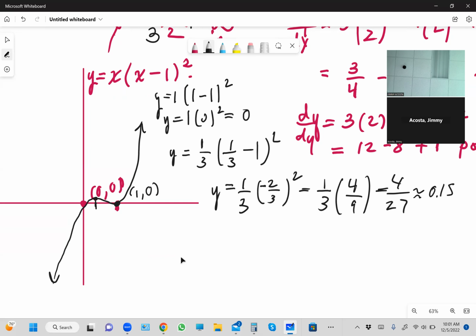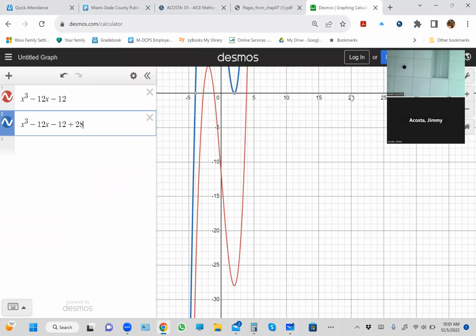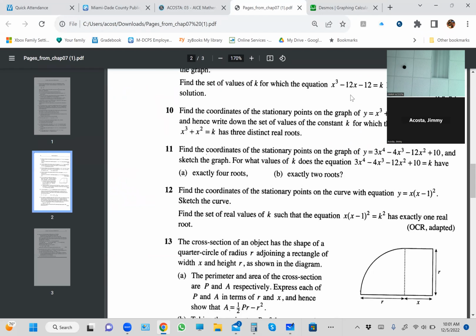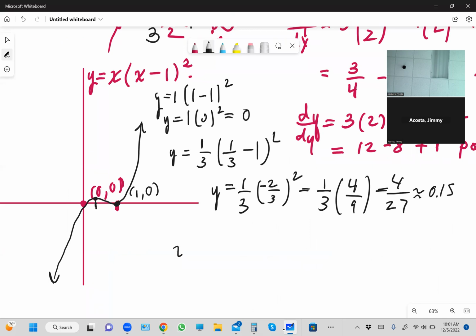All right, let's discuss the second part of the question. The second part of the question is as follows. We have x minus 1 squared equals k squared. They want you to have exactly one real root. So in this case, they want one real root. So let me go ahead and write it. x times x minus 1 squared equals k squared, right?